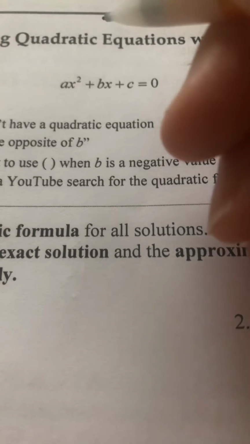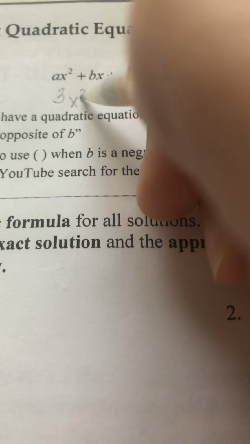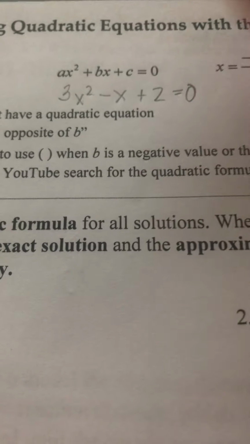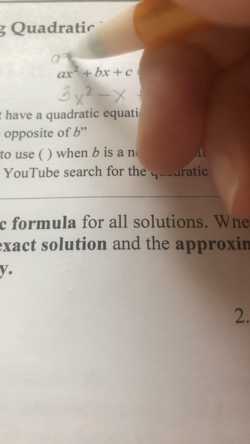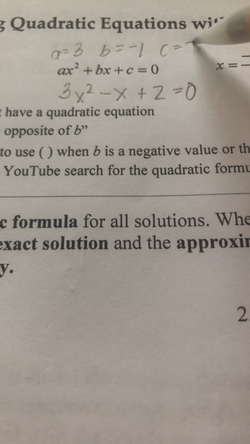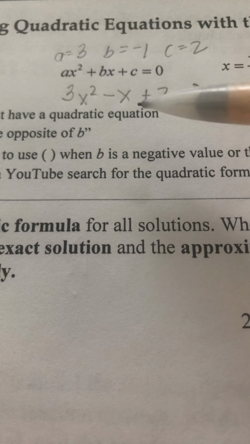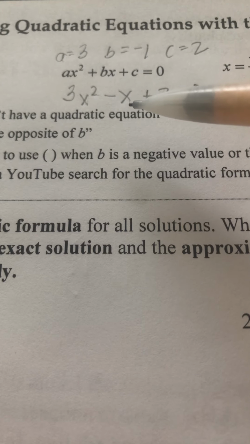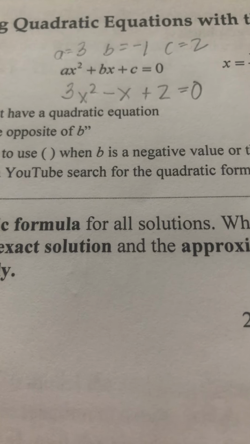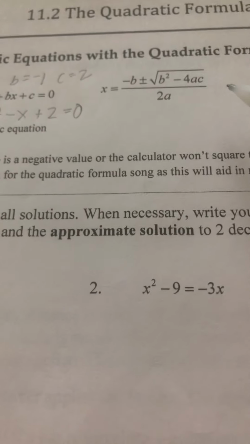So for example, let me give you a more complicated one. If I had something like this, A would be 3, B would be -1, and C would be 2. So A is the coefficient of the squared term, B is the coefficient of the plain x term, and C is the constant. Okay, and that's where you pull the numbers from to go into this formula.